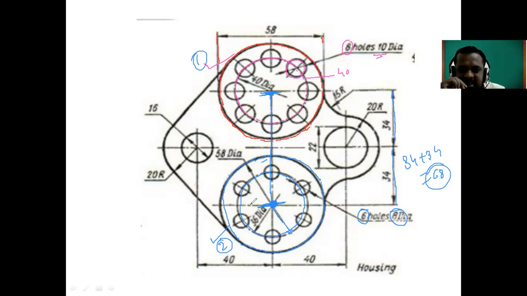I have not understood. See here, they have given this distance. What will be this distance? 40, they have given. See here, again from this side it will be the 40.